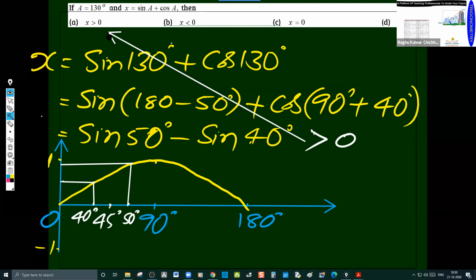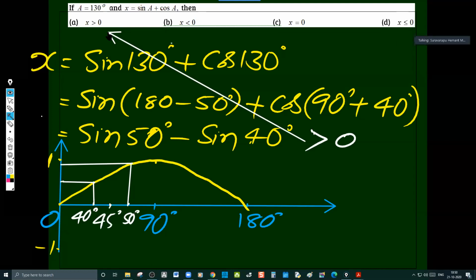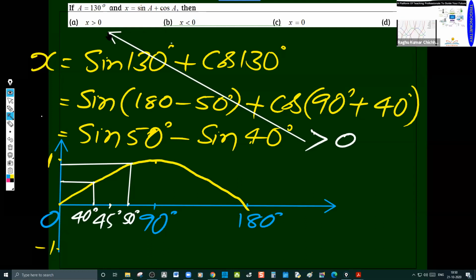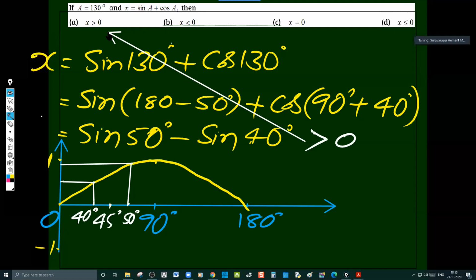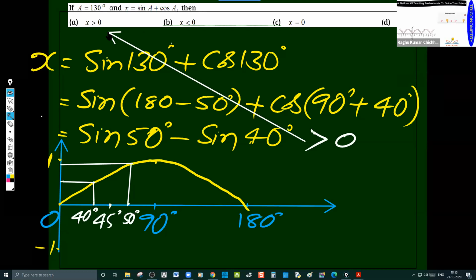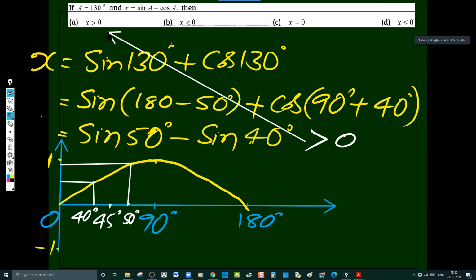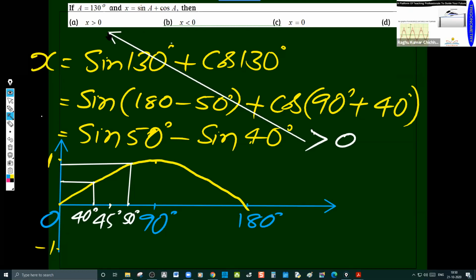I'll tell you a very simple thing. Remember, you tell me both of you simultaneously. What is sine 0? 0. Sine 30? 1/2. Sine 45? 1 by root 2. Sine 60? Root 3 by 2. Sine 90? 1. As the angle is increasing, value also increasing. Correct or not? Yes, sir. That is the reason why sine 50 is greater, sine 40 is lesser. And hence the difference of these two will be positive.